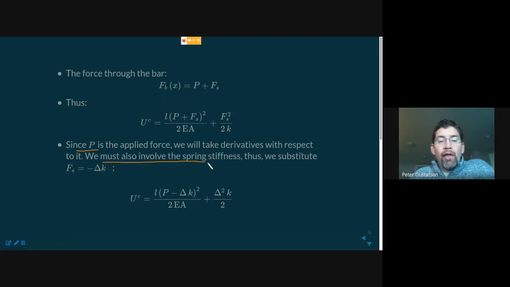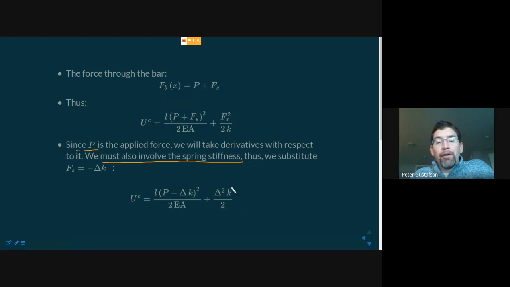Now, one thing that we can do is cancel out the spring force and put it in terms of the spring stiffness and write it this way. So this is one way to do it. We don't have to do it this way, but this takes care of making it so that the spring force is tracked as energy within the spring.